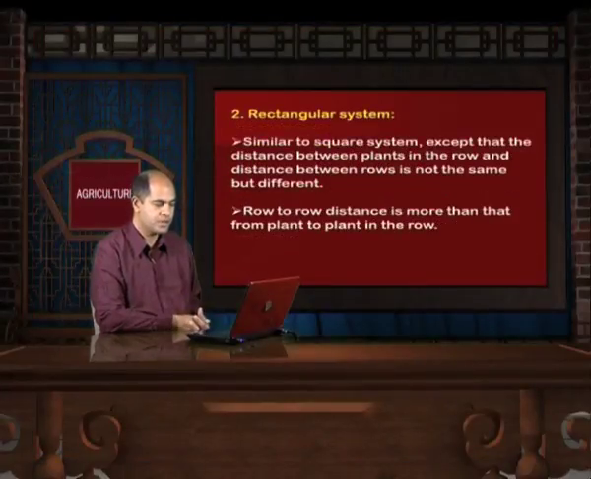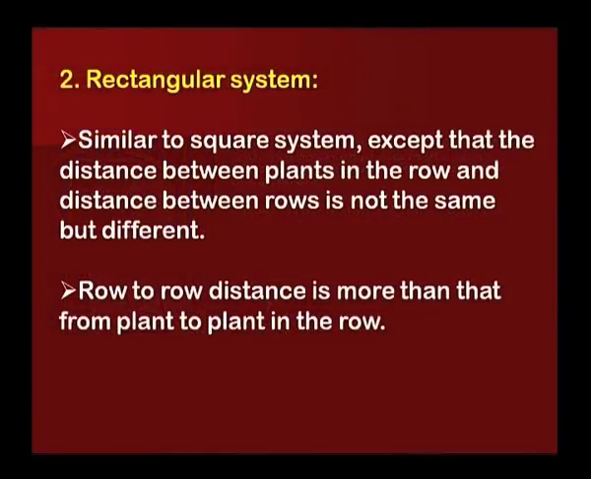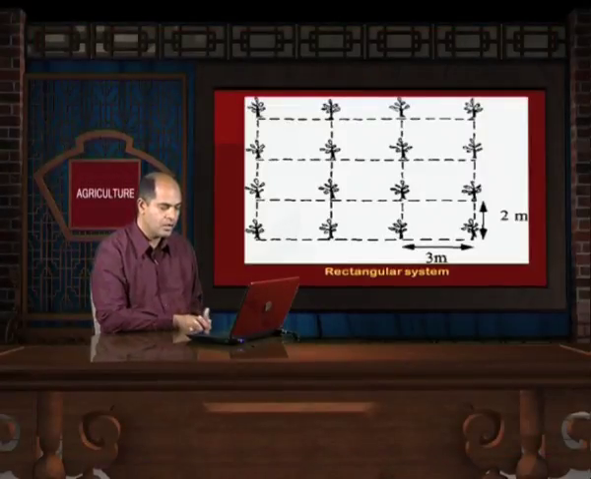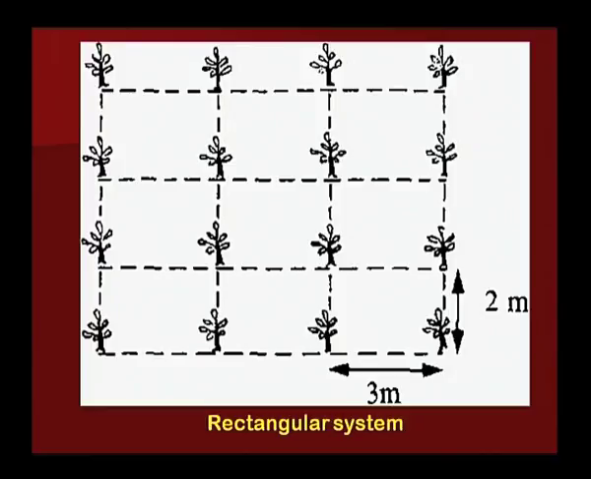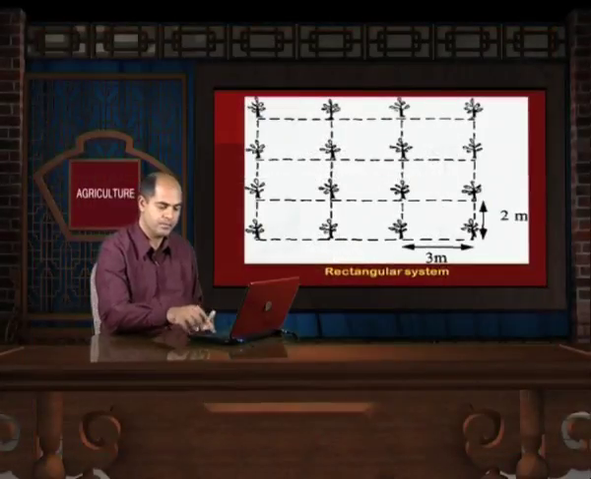Now, the rectangular system. Similar to the square system, except that the distance between plants in the row and the distance between rows is not the same but different. Row to row distance is more than that from plant to plant in the row. This picture shows the rectangular system of plantation in which row to row distance is 3 meters and plant to plant distance within a row is 2 meters.